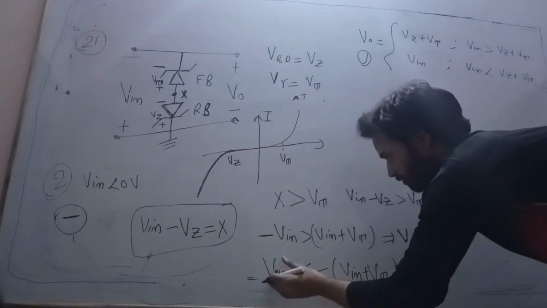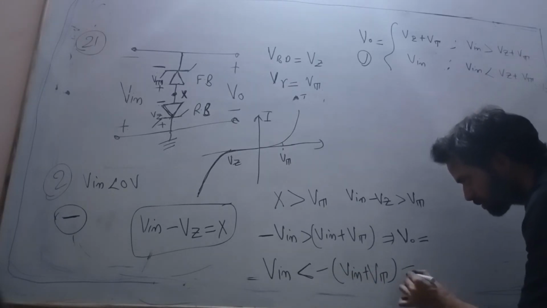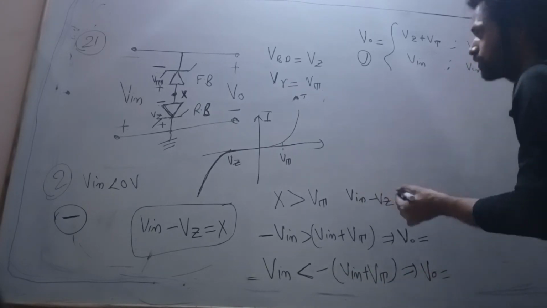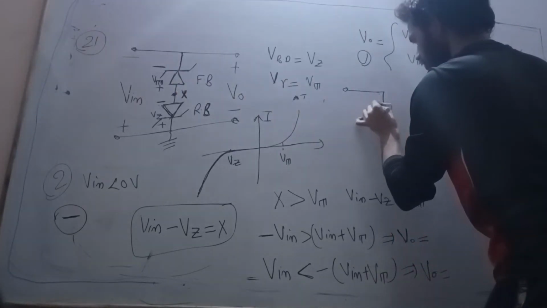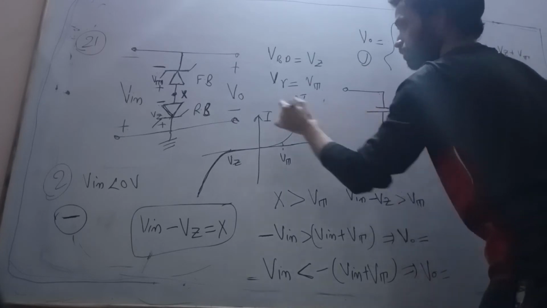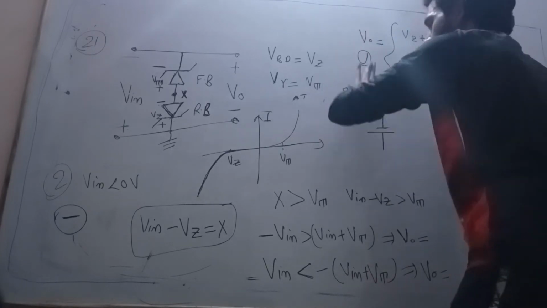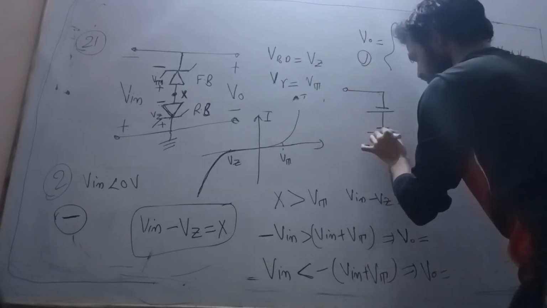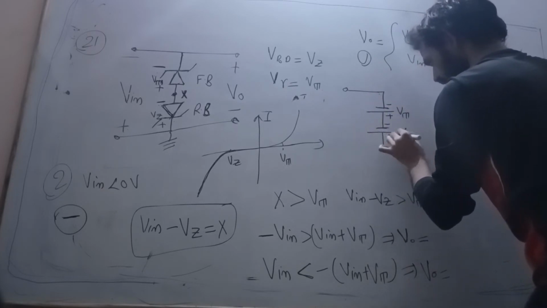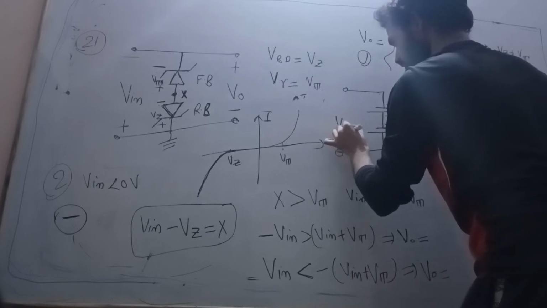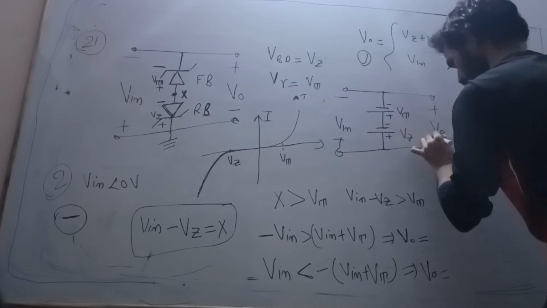So now we are confirmed that when Vin is less than minus (Vz plus Vt), this implies that Vo is equal to what? We will see here what it will come. This is negative, this is positive; we are going from bottom to top. So this is positive, negative, positive, negative. This is Vt, this is Vz. So this is Vin, negative positive, and this is my Vo, positive negative.